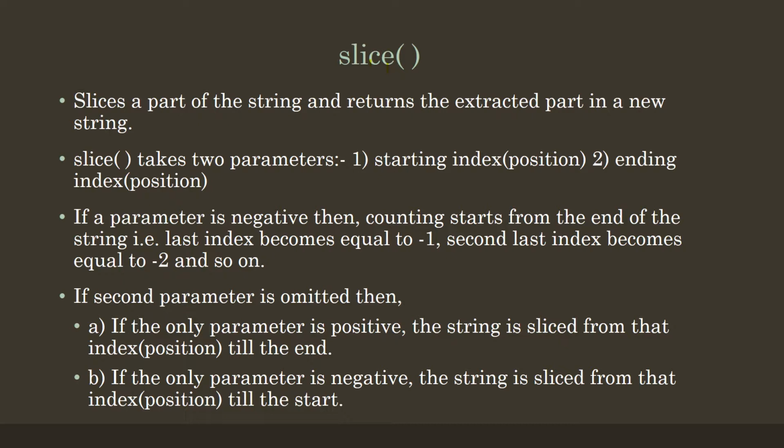If the second parameter is omitted in slice, and the first parameter is positive, the string is sliced from that index till the end. If the only parameter present inside slice is negative, then the string is sliced from that index, counting from behind, till the end of the string. We're going to get it more clearly when we have a look at the example, and here we go.